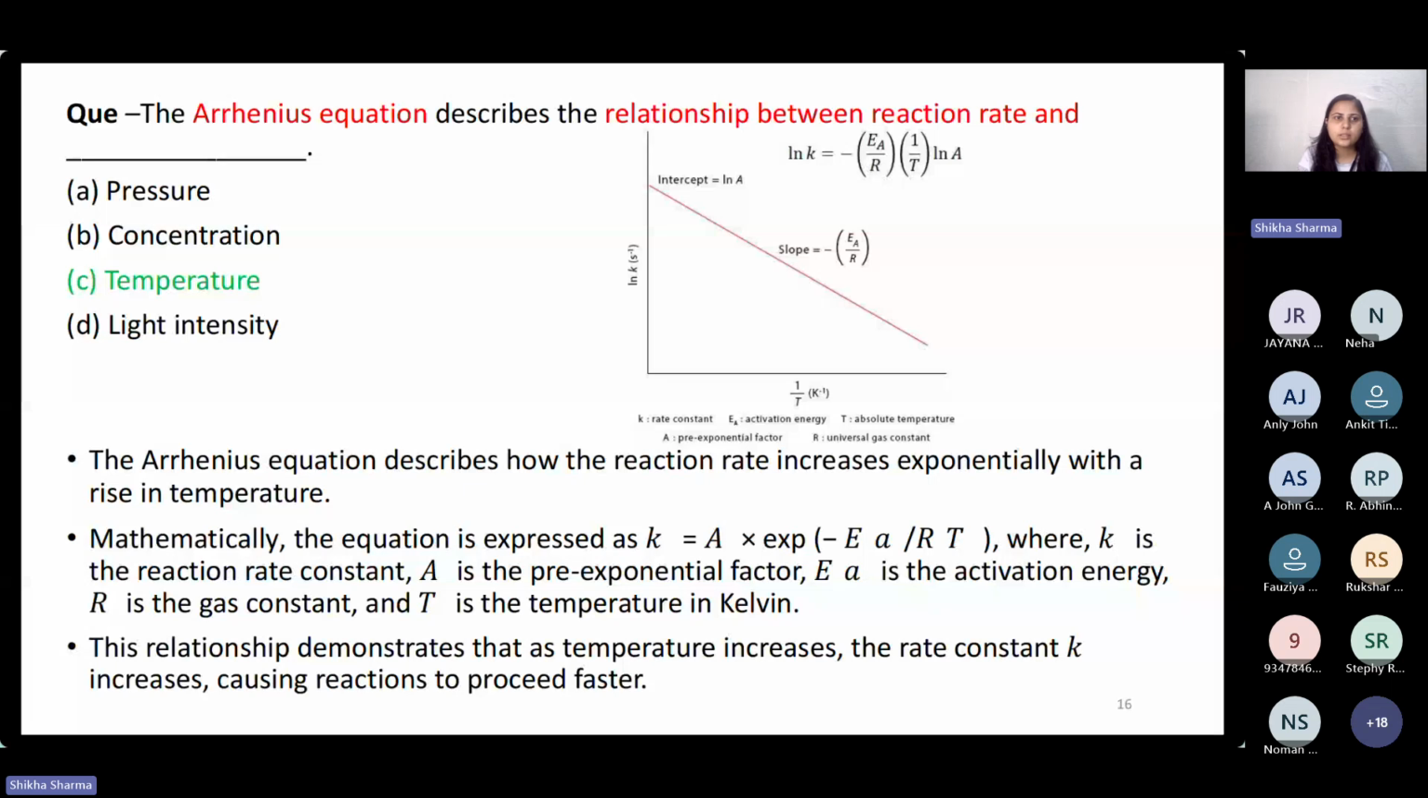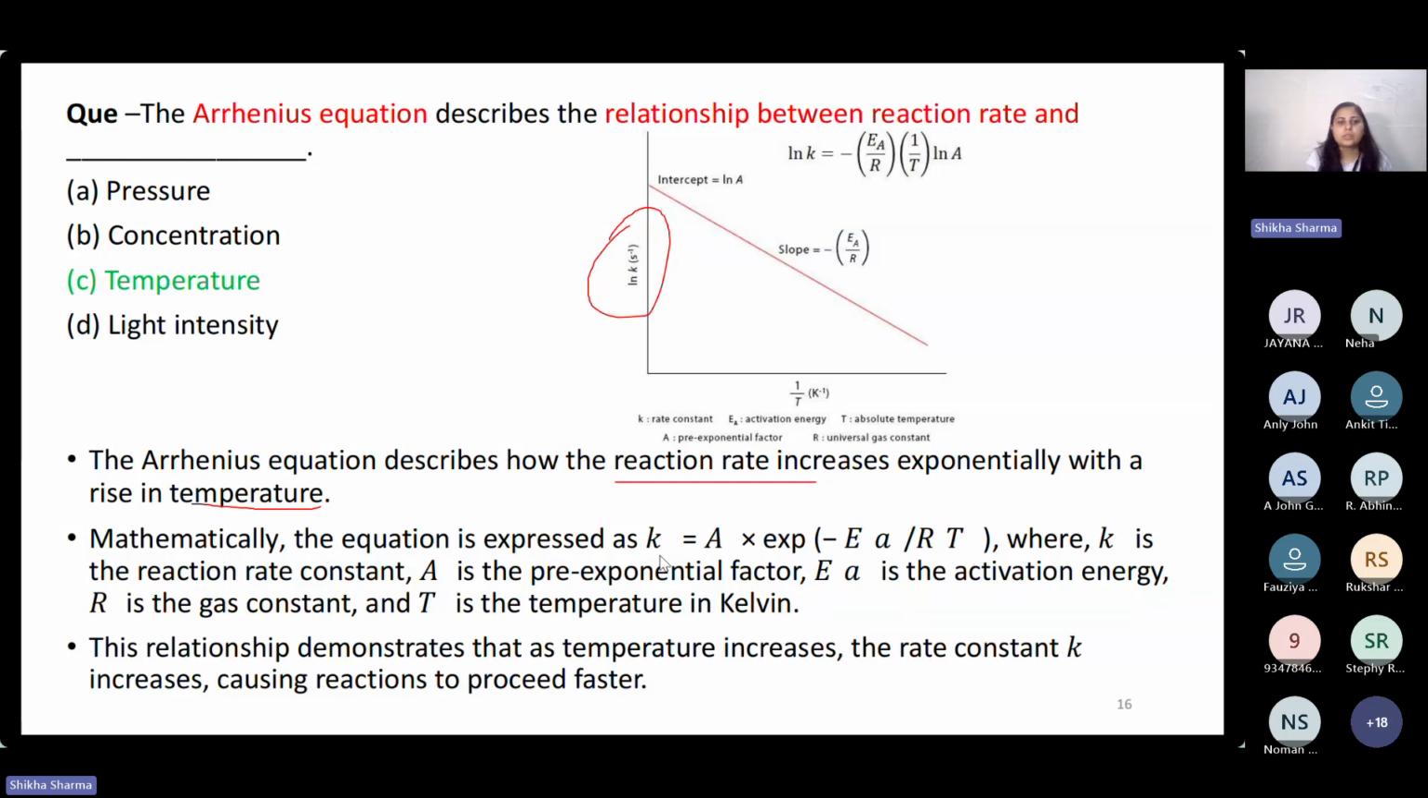The Arrhenius equation is the relation between the rate constant, which is K, with respect to the temperature T. It tells how much the rate constant, or the rate of the reaction, is increasing when there is a change in the temperature.